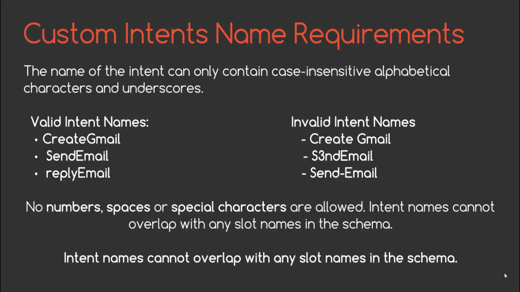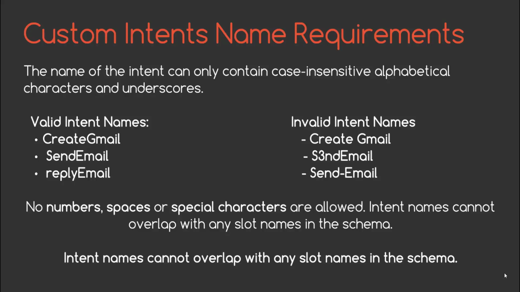When it comes to developing custom intents, there are some considerations that you should be aware of, specifically with name requirements. So the name of an intent can only contain case-insensitive alphabetical characters and underscores. So in this slide on the left-hand side, you can see these are valid intent names. Notice create Gmail, send email, and reply email. So I can use a lowercase r, I can use uppercase letters, that's all fine.